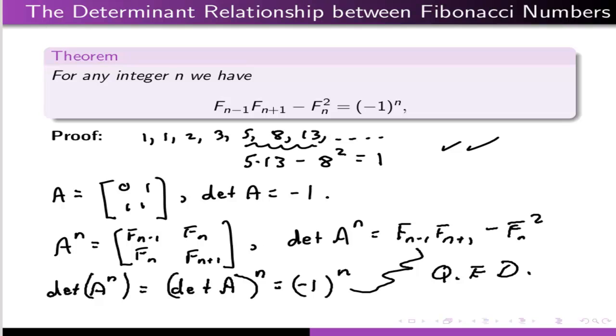Now one can just do an induction proof of this identity, but it really wouldn't clue you in as to where this identity comes from in the first place. So I think this is a really neat way to think about it.